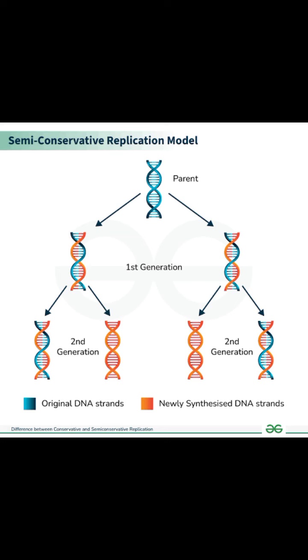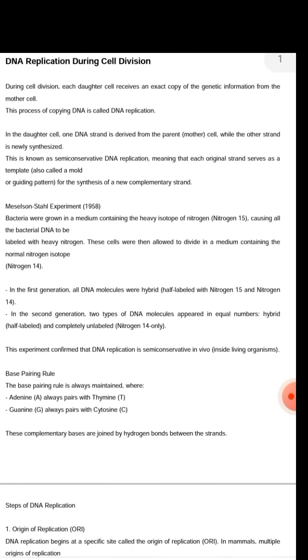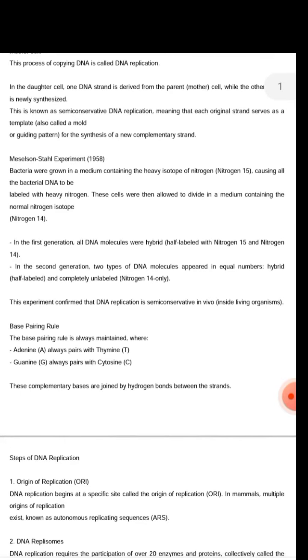So when we say semi-conservative DNA replication, it means that each original strand serves as a template, and that template can also be called a mold or a guiding pattern. So it serves as a template for the synthesis of a new complementary strand. And so the person that came about this experiment is Meselson-Stahl in the year 1958.